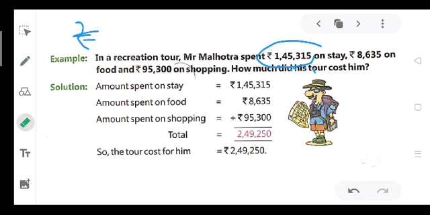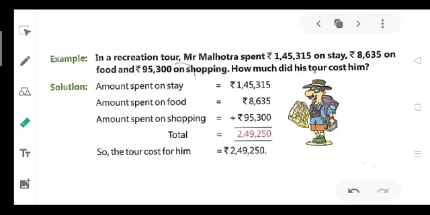So see, once again I am reading it for you. In a recreation tour, Mr. Malhotra spent 1,45,315 rupees on stay, 8,635 on food, 95,300 on shopping. How much did his tour cost him?